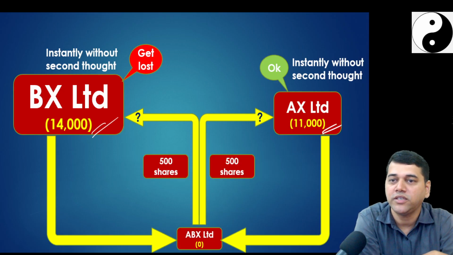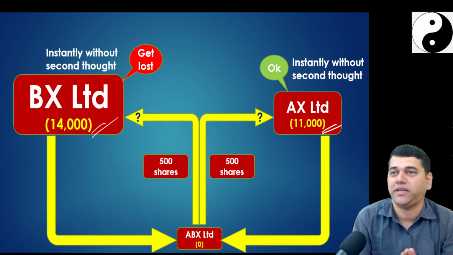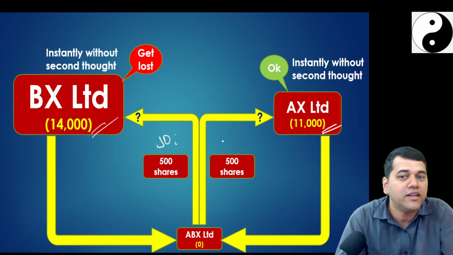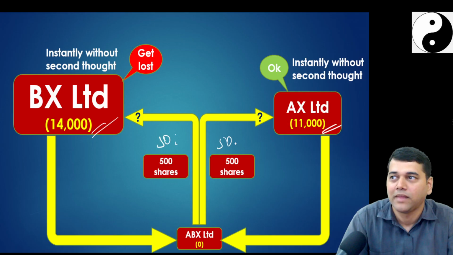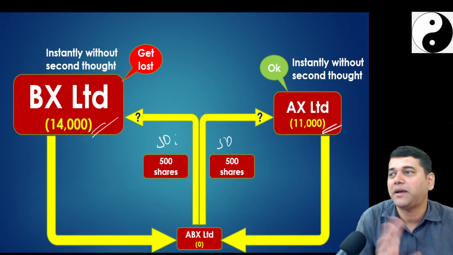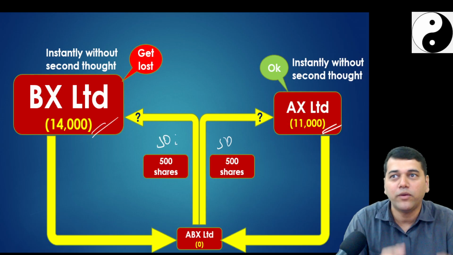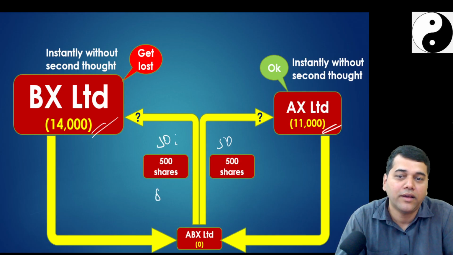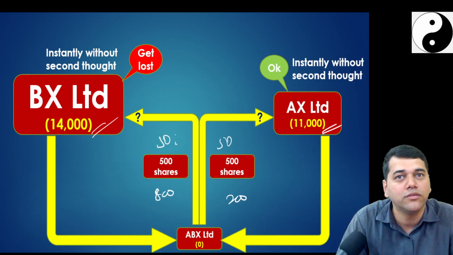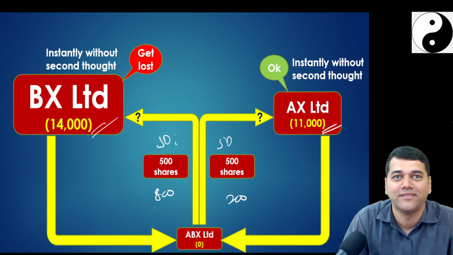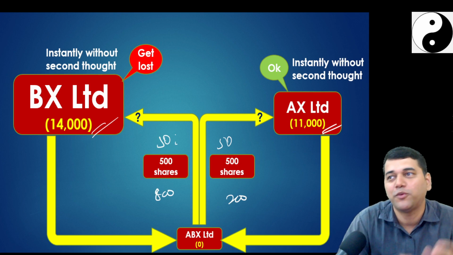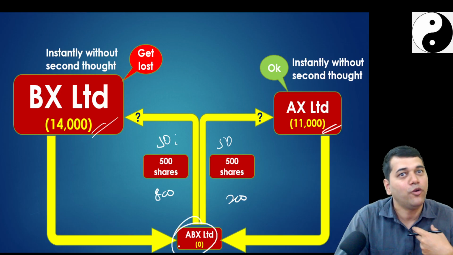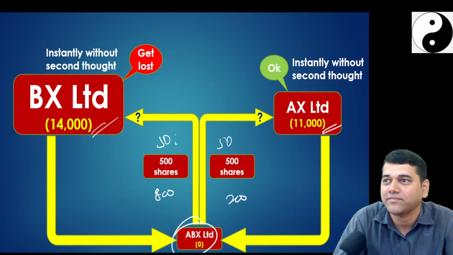So my question is, can you suggest one swap ratio? See, 50-50, not okay. You bring your business, I'll bring my business. Can you tell me one ratio which is okay for both of us? Okay, if I say 800-200, is it okay with you? You will say get lost. No, can you tell me which is okay for both of us? Just tell me how many shares in this ABX I will own versus you will own, which is okay.